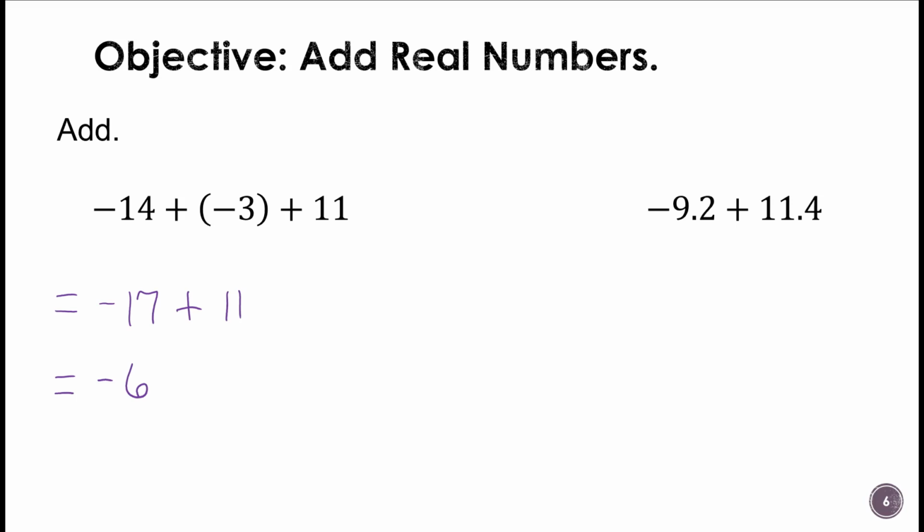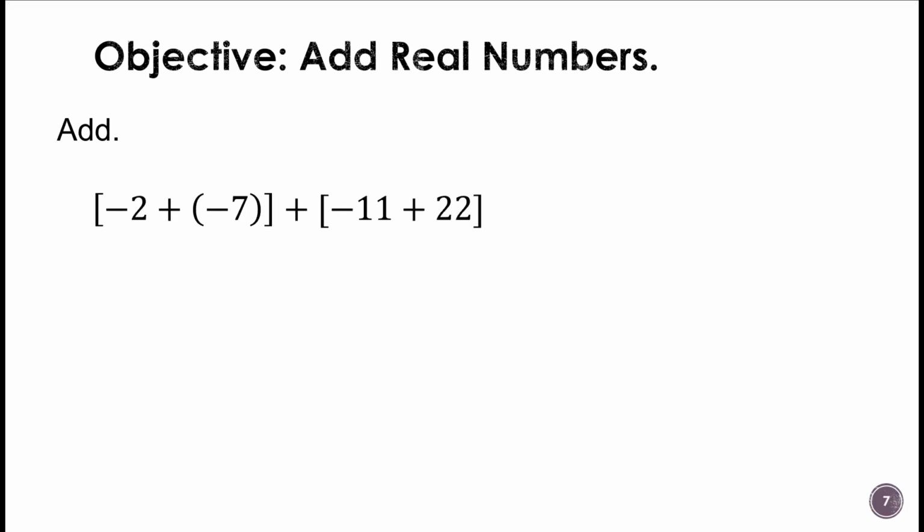All right, so now we have decimal numbers. Well, it works the same way. I have more positives because it's 11.4. So if I take 11.4 and 9.2, I end up with just 2.2. And this time it's positive, right? Whoops, sometimes my pen does that. And so that's it. Now you can use your calculator to help you on those kind of questions.